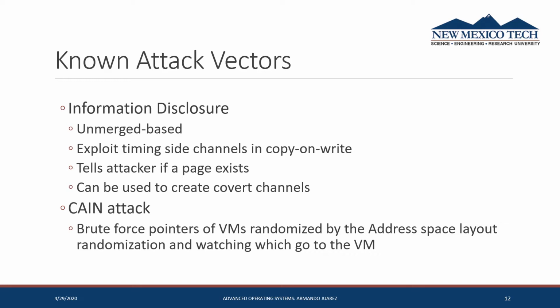An example of one is called the Kane attack. This one is a brute force style of attack, where it will create pointers to VMs that are randomized by the address space layout randomization, and then it will watch via that timing side channel, the copy on write, to detect if one of those pointers actually goes to a virtual machine located on the system. This has a lot of potentially bad things that could happen, because now if one system can determine whether or not virtual machines are there, the sky becomes the limit with this next attack that is going to be discussed.